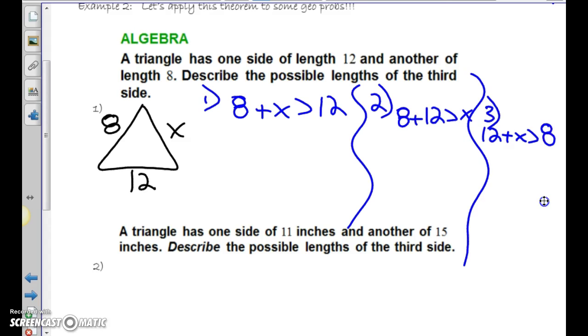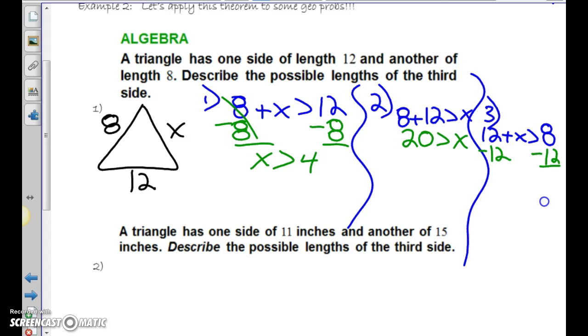Remember when we did this, I had to check them, and you'll always get one answer that's kind of crazy. So looking at the first one, I'm going to subtract 8 from both sides. Doing that, I know that x has to be greater than 4. I don't think that's the crazy answer. Let's keep going. Right here, I add 8 plus 12. That gives me 20 greater than x. So I know, looking at this one, okay, that it's looking like x is going to be between 4 and 20. Let's check out the last one.